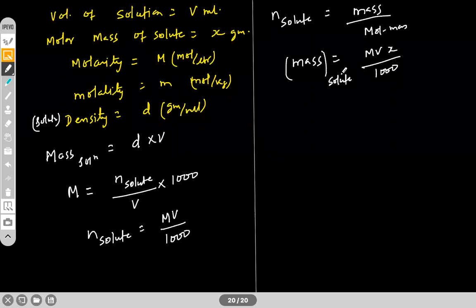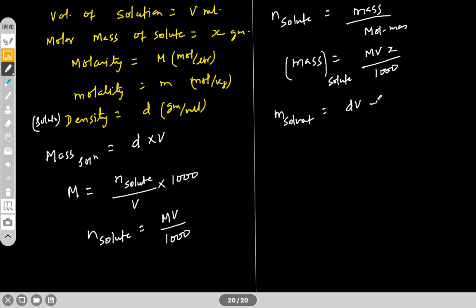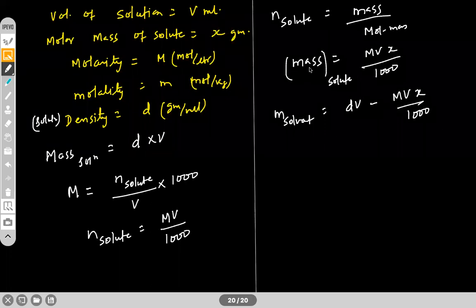And why are we calculating mass of solute? Because we need to find out the mass of solvent. And mass of solvent is mass of solution, that is D into V, minus mass of solute, which is MVX by 1000. How many of you understood this? Because for molality, we need to find out the mass of the solvent, correct? So our objective is to find out the mass of solvent. So mass of solvent is mass of solution minus mass of solute. Mass of solute we will find out with the help of molarity and the formula of number of moles.